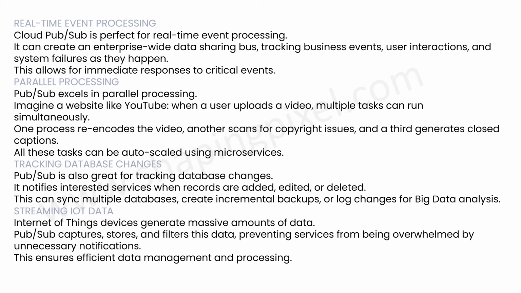Pub/Sub excels in parallel processing. Imagine a website like YouTube. When a user uploads a video, multiple tasks can run simultaneously. One process re-encodes the video, another scans for copyright issues, and a third generates closed captions. All these tasks can be auto-scaled using microservices.